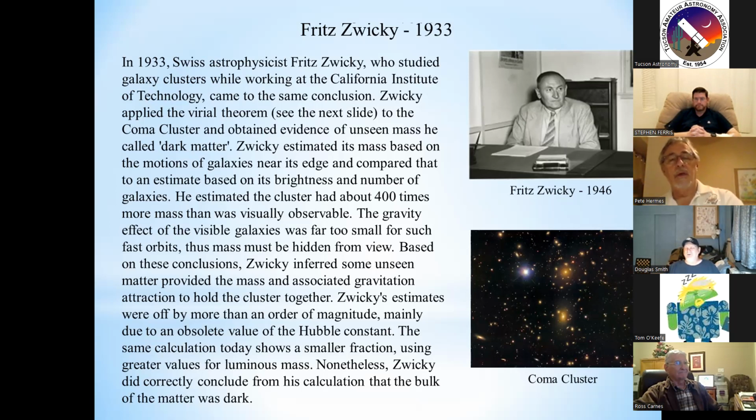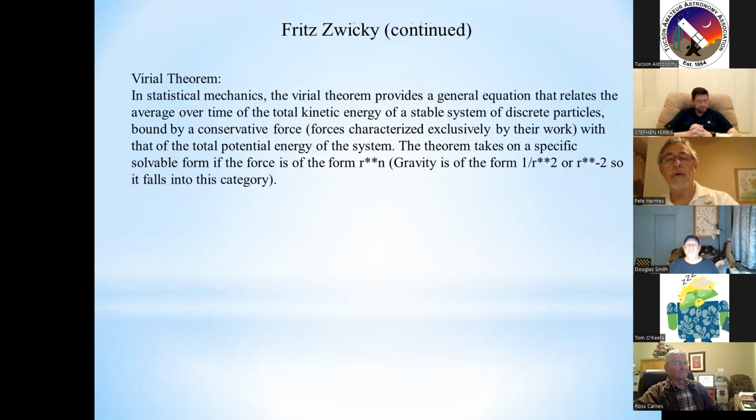He came up with the wrong number basically because he was using an inaccurate number for the Hubble constant, which figures into that whole calculation. But his method was right on the nose. And if you do the same calculation today on the Coma cluster using the virial theorem and his methodology, you would come up with a pretty accurate number that about 90% of the mass of the Coma cluster is dark. So Zwicky did it right. Just used the wrong number for the Hubble constant. Okay, virial theorem, yeah.